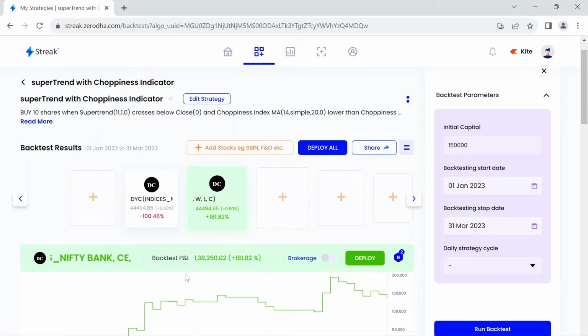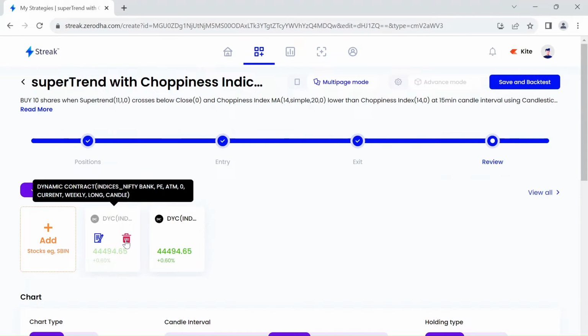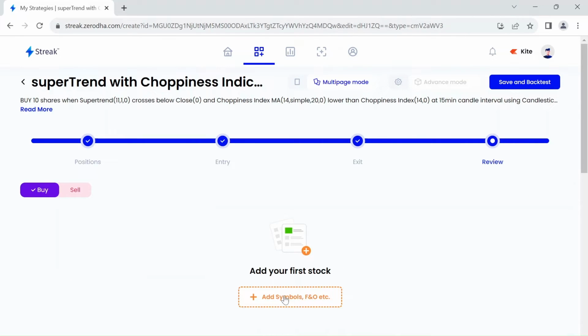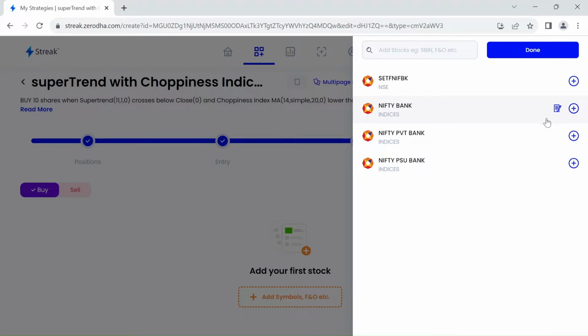So this is the backtesting result for January to March 2023. We will also test for some more months, but first let's see how to create this strategy. So here I will just remove this and add once again just to show you.